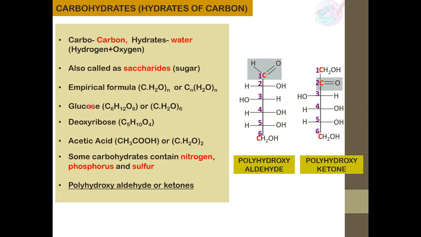An example is glucose. Glucose has the molecular formula C6H12O6, or it can be written as C6(H2O)6. But not all carbohydrates fit this formula. For example, deoxyribose, which is present in our DNA, has the molecular formula C5H10O4, and it lacks one oxygen to fit in this formula.